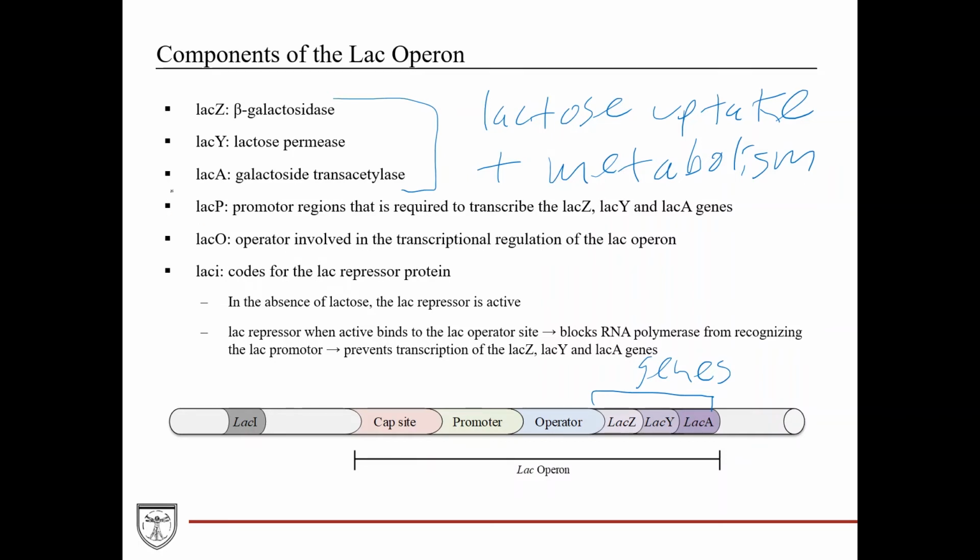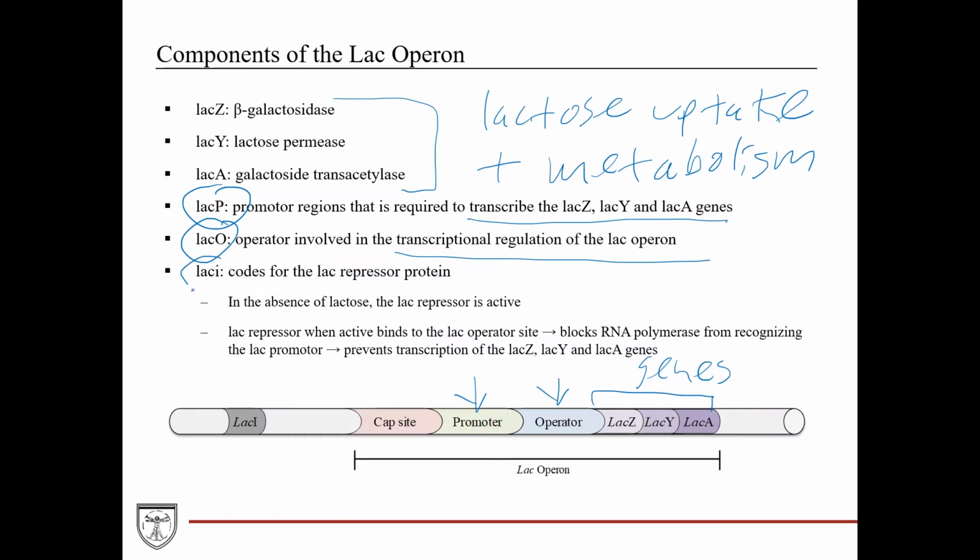So then you have LAC-P, which is also known as the promoter, which is shown here. And this is the region, like we've talked about for the promoters and when we talked about general gene structure, that's required for RNA polymerase to bind, and then it can go on and transcribe the genes. LAC-O, or the operator, which is this guy here, is a portion of the unit that's involved in transcriptional regulation of the Lac Operon. You'll see where that comes into play in a minute here.